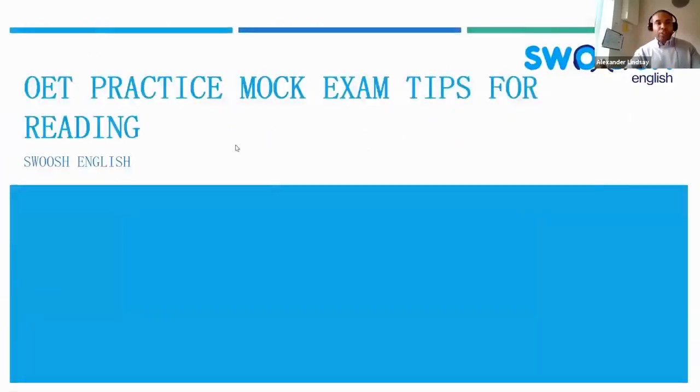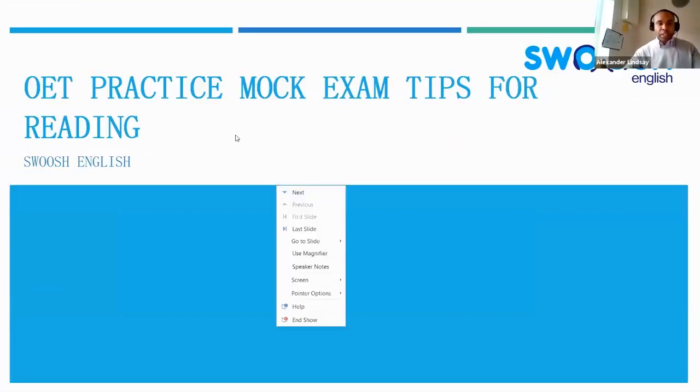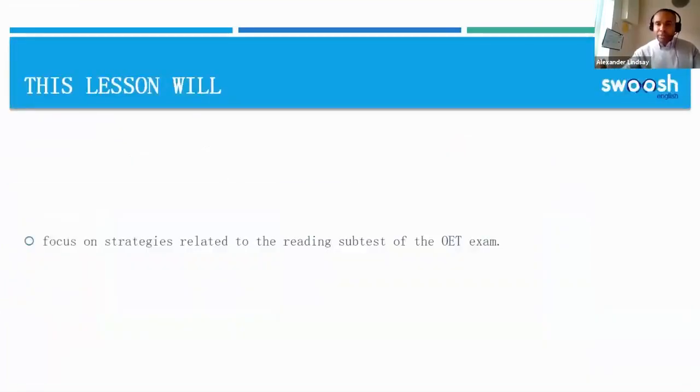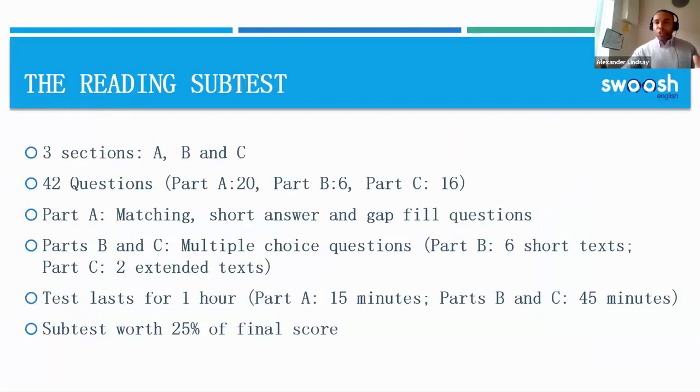Okay, so first of all then, in relation to this class, as I've said, we're going to be looking at some of the strategies related to the reading subtest of the OET exam. So just a quick overview to begin with. The reading exam has 3 sections. You can see A, B, and C. There are 42 questions in total. Most of the questions are in Part A, got 20 of them. Part B has 6, and Part C has 16 questions.